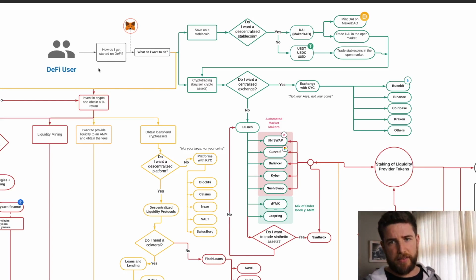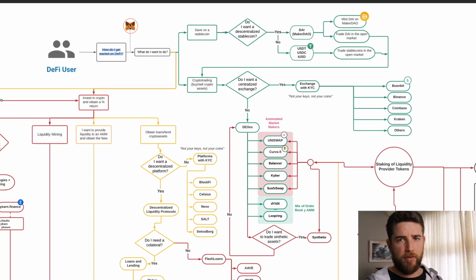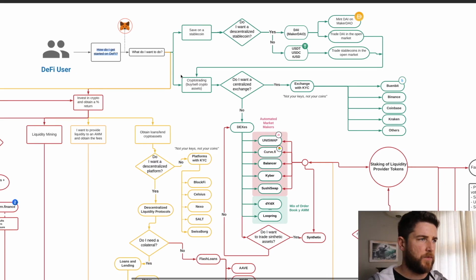So let's get started. The entry point of our workflow is our DeFi user, who asks himself or herself, how do I get started on DeFi? First, I would recommend having MetaMask installed. MetaMask is a wallet that is installed as a Chrome extension, and then you can browse to a decentralized application, like a DeFi app, where you can interact with the app through the wallet, through MetaMask. So first of all, you will need MetaMask installed to interact with different DeFi protocols.